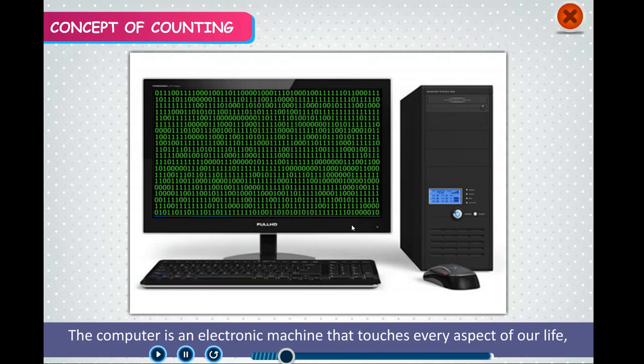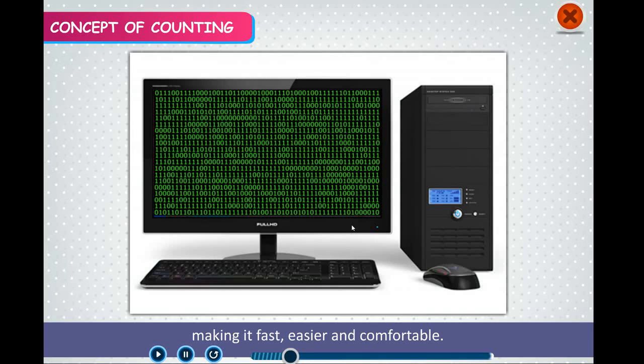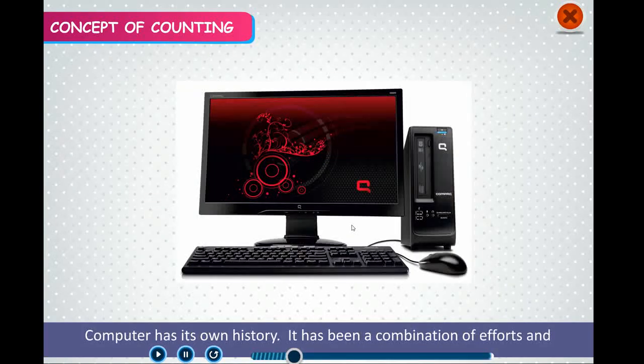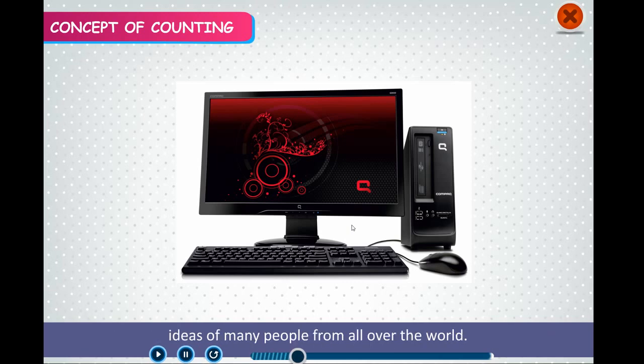Concept of counting. The computer is an electronic machine that touches every aspect of our life, making it fast, easier and comfortable. We rely on computers for most of our daily work. Computer has its own history. It has been a combination of efforts and ideas of many people from all over the world.